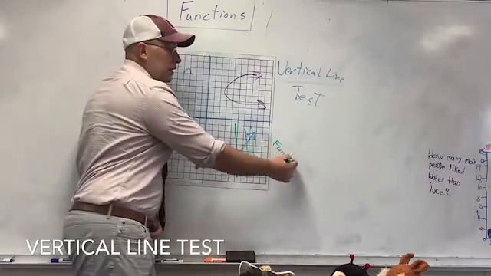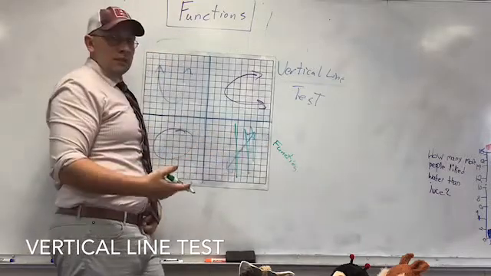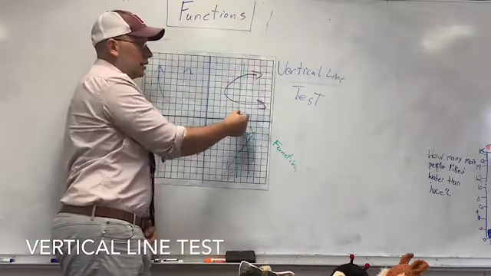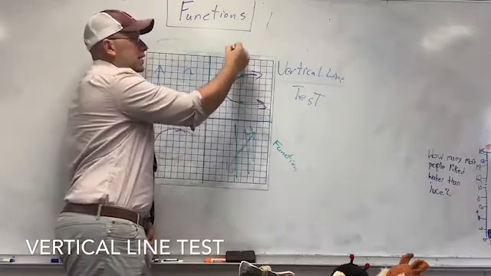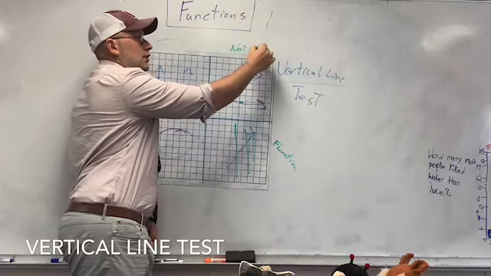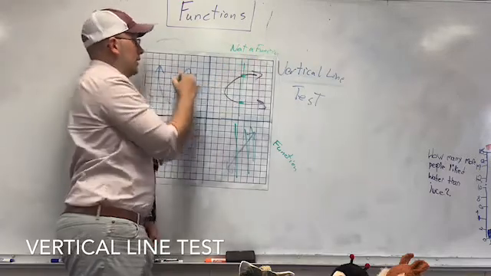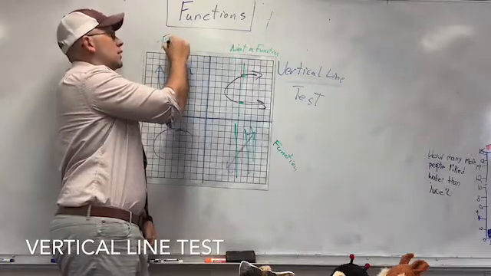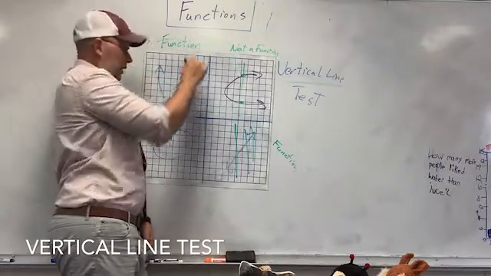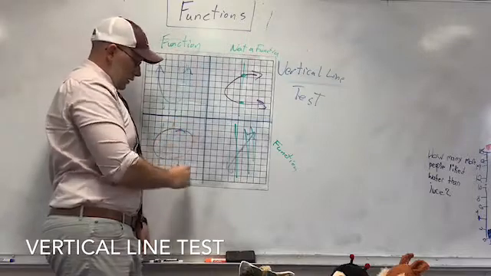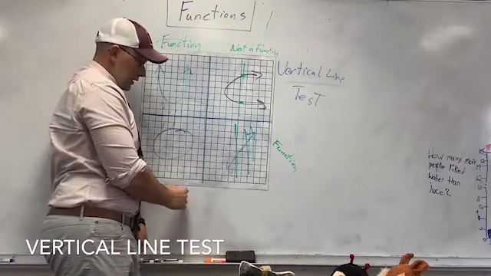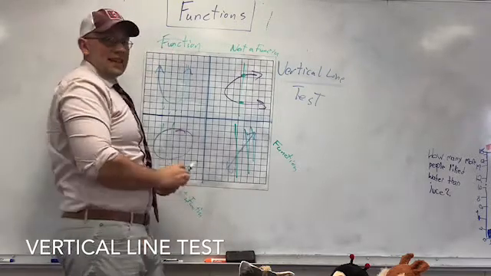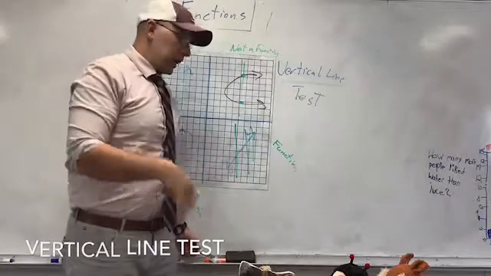So if it hits only 1 spot when you're drawing it through your shape, it is a function. If it hits more than 1 spot, such as here, hit there and there, that is not a function. Here, function only hits at 1 spot. Here, hits at 2, not a function. And that is the vertical line test. It really is that easy. All you're doing is drawing a line straight up and down, trying to hit 2 spots.